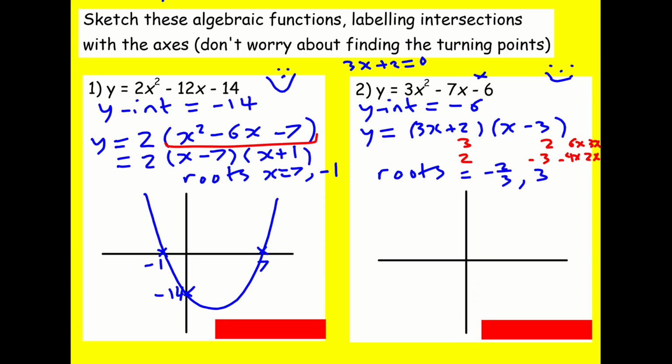Okay, it's going to go through -6, so let's get that on there. And then -2/3. And 3. Put it over here. That will be enough. Let's draw the quadratic in. No, that's not a very good job. Try again.